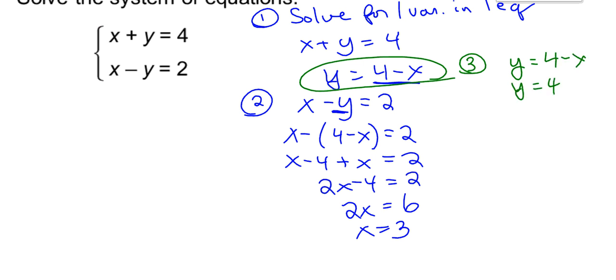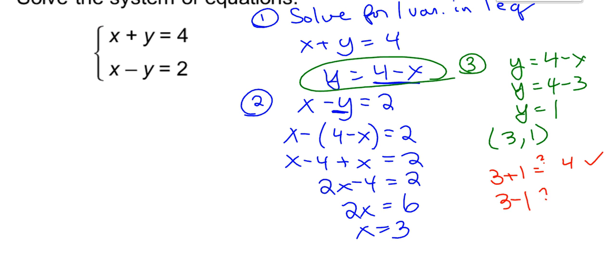So y equals 4 minus 3, and y is 1. And so that gives me my answer of (3, 1). Then to check that, I take my two equations, 3 plus 1, and see if that's equal to 4. Yes, it is. And 3 minus 1, and check to see if that's equal to 2. And yes, it is. So, that's the procedure, and it should be very familiar to you, correct?